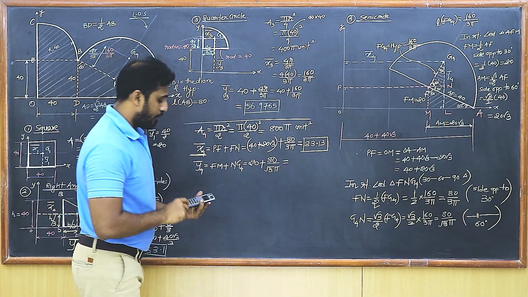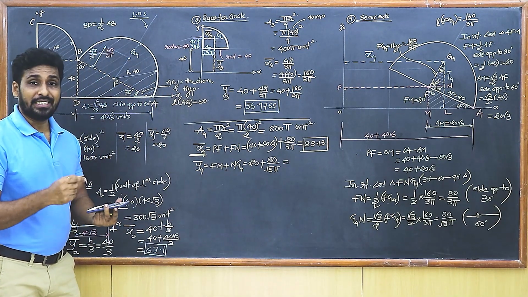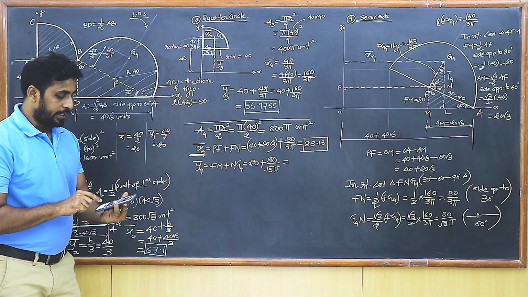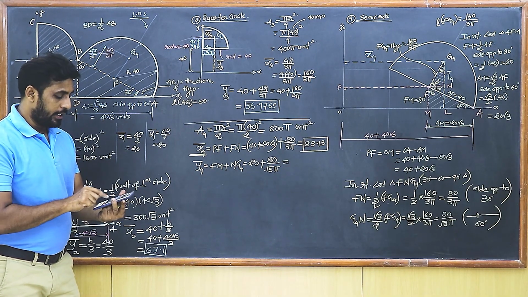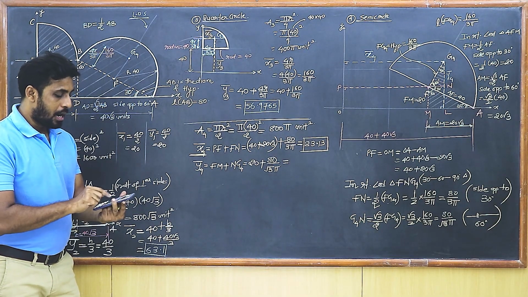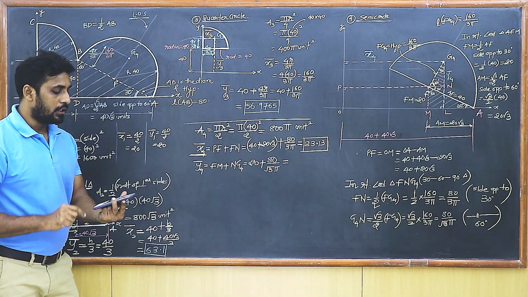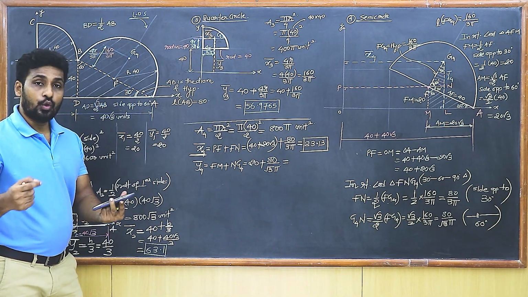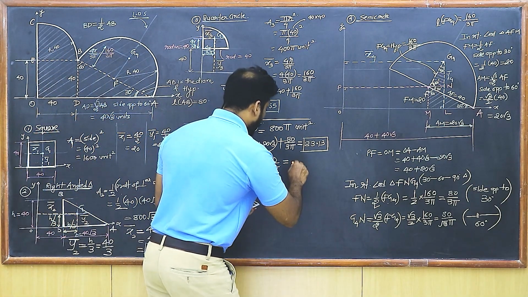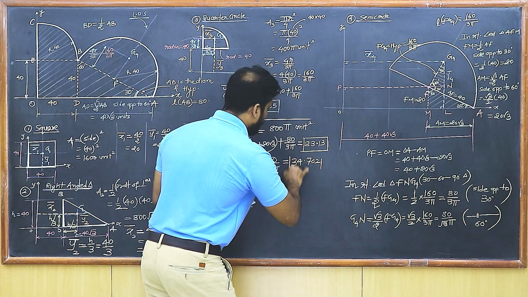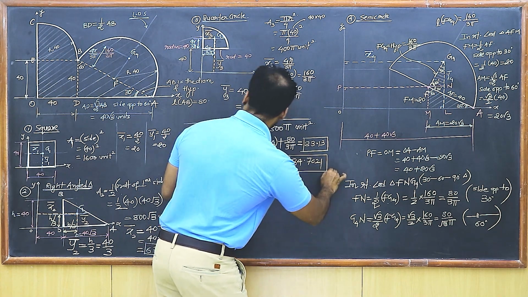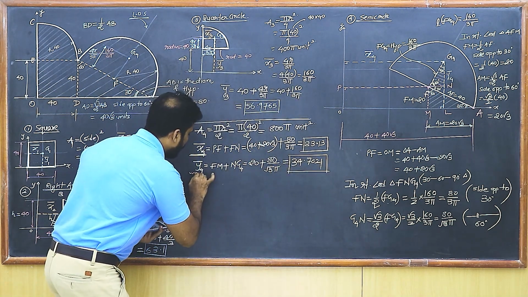Likewise, let's get the value of y4 bar also. So y4 bar is 20 plus 80 upon root 3 pi. That's 20 plus 80 upon root 3 and pi. So I get my answer as 34.7021. So this is 34.7021. That is the value of y4 bar.